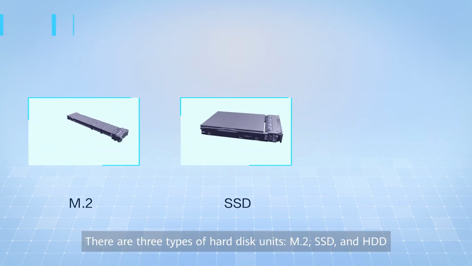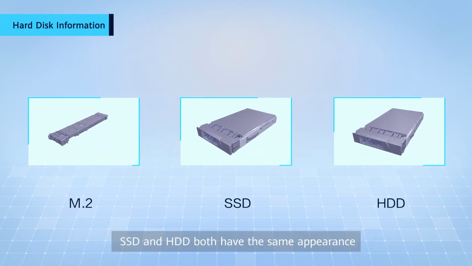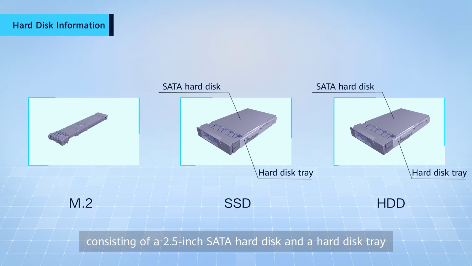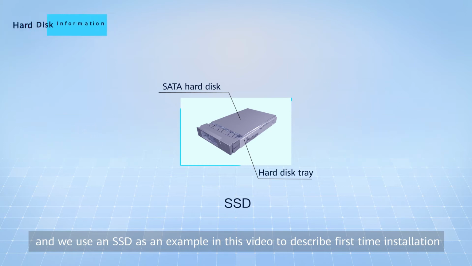There are three types of hard disk units, M.2, SSD, and HDD. SSD and HDD both have the same appearance, consisting of a 2.5-inch SATA hard disk and a hard disk tray. The methods for installing these types of hard disk units are similar, and we use an SSD as an example in this video to describe first-time installation.